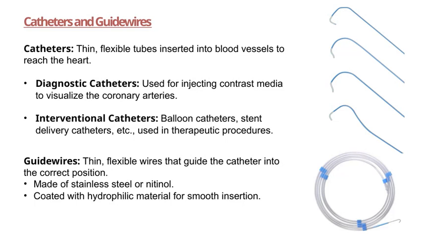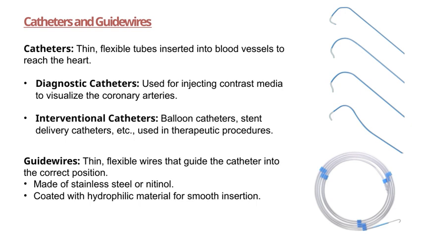Let's take a closer look at catheters and guide wires, which are essential tools in cardiac procedures. Catheters are thin, flexible tubes that we insert into blood vessels to reach the heart. They come in different types depending on their purpose. Diagnostic catheters are primarily used for injecting contrast media, which allows us to visualize the coronary arteries clearly on imaging. On the other hand, interventional catheters, such as balloon catheters and stent delivery catheters, are used during therapeutic procedures to treat blockages or other issues.